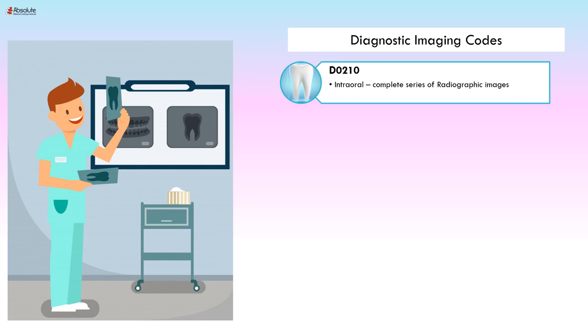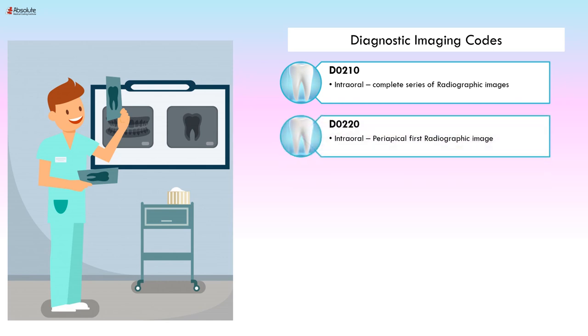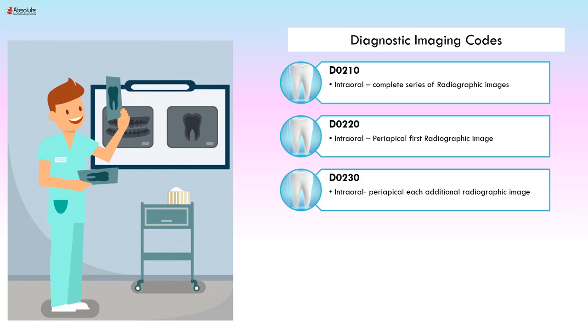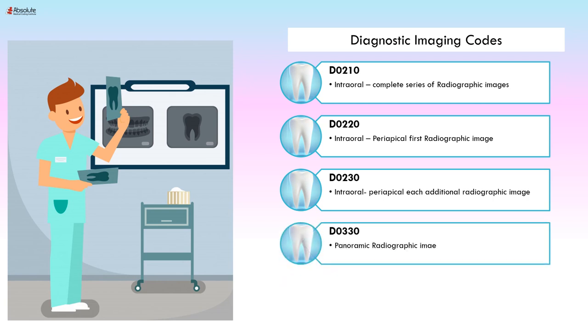Then we have D0220. This is intraoral periapical first radiographic image. D0230 is for intraoral periapical each additional radiographic image. Then we have D0330. This actually is a code for panoramic radiographic image.